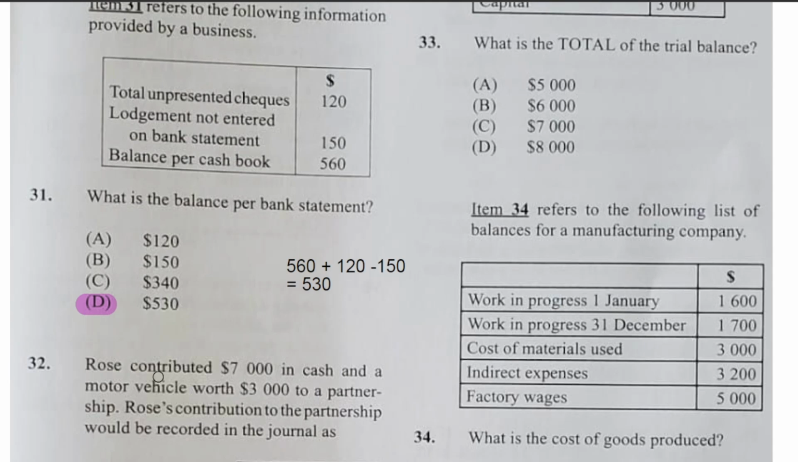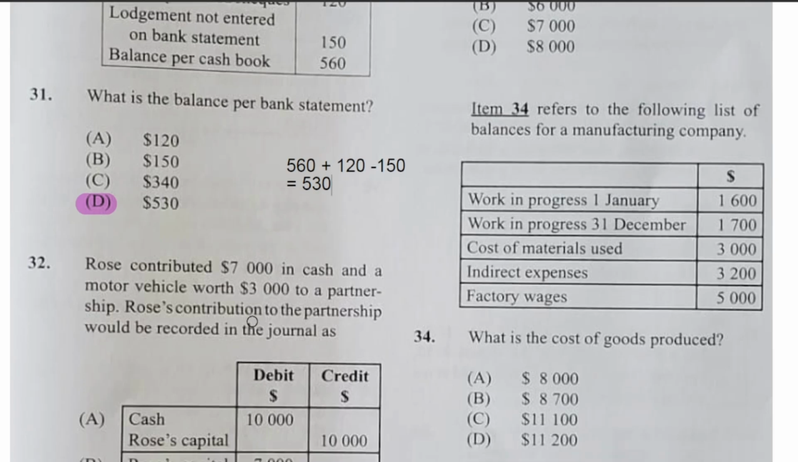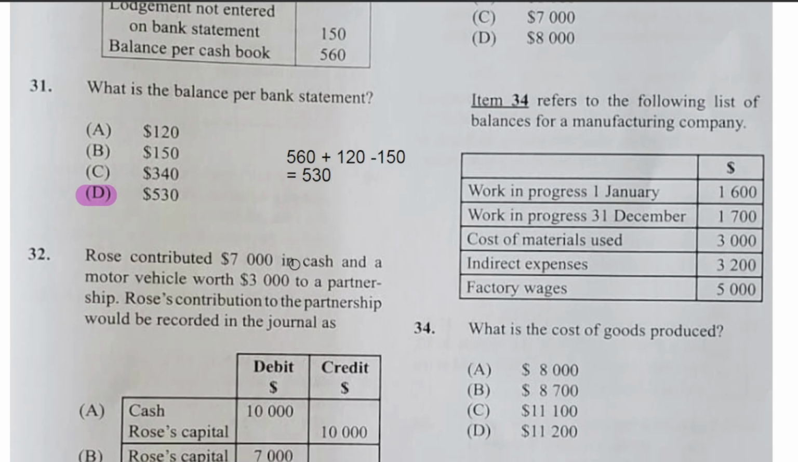450, yes. Rose contributed $7,000 in cash and a motor vehicle worth $3,000 for partnership. Her contribution to the partnership would be recorded in the journal as. So we have two assets. So these assets, as in the cash and the vehicle, will be on the debit side, and the total amount will be on the capital section, which is on the credit side.